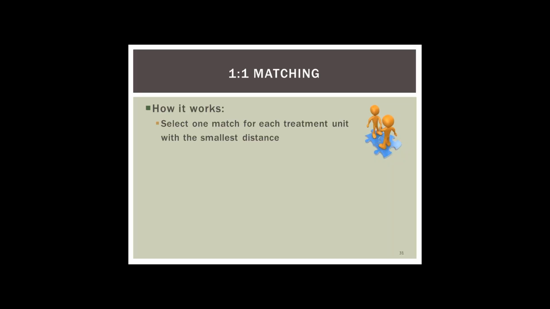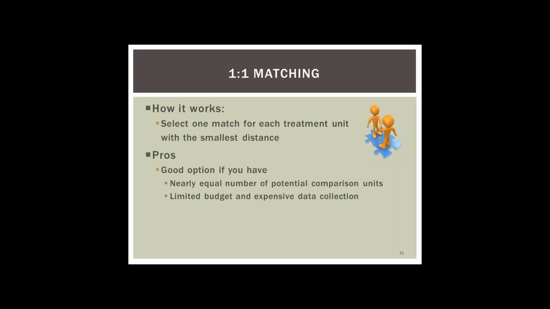So how does one-to-one matching work? Basically, we identify for each treatment unit one comparison unit, the comparison unit with the smallest distance. This is a really good option if you have a nearly equal number of potential comparison units, as well as if you have a limited budget and collecting outcomes for those comparison units is expensive. You probably don't want to use multiple comparison units for each treatment unit. One of the drawbacks of this method is that it might have a smaller sample size, so it might have lower power relative to 1 to k matching.